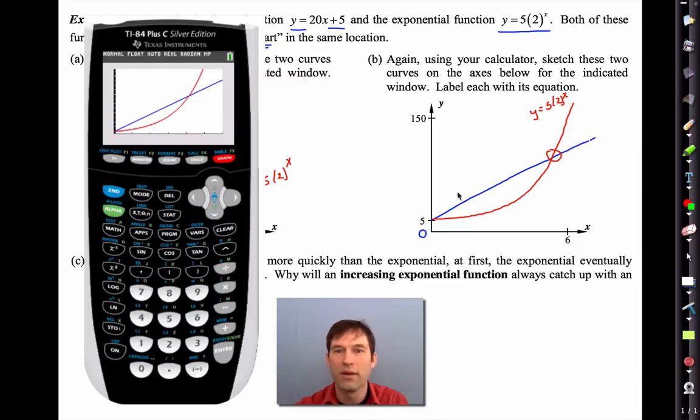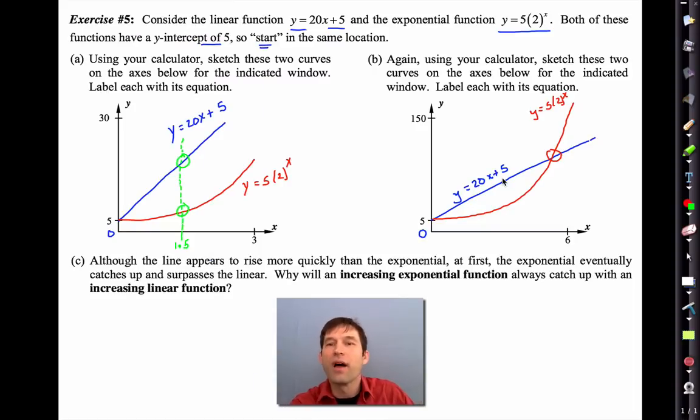Go back to blue. Have to do what the problem says, label them with their equations. Let's label them with their equations. And there they are, right? So the exponential, which really lagged in exercise A, now catches up in exercise B. And that's the final question of this lesson.